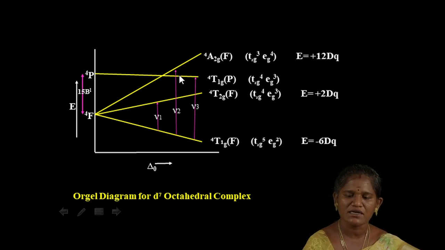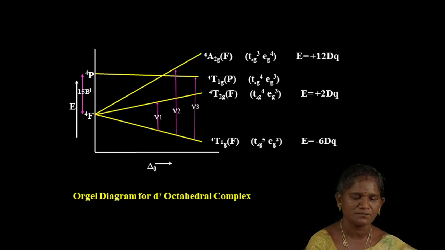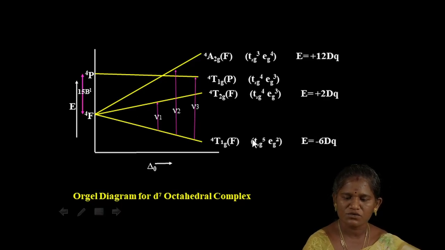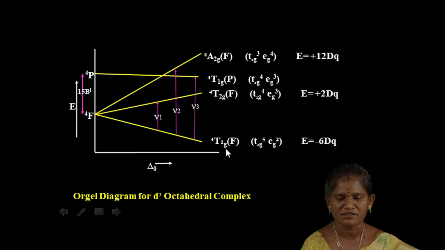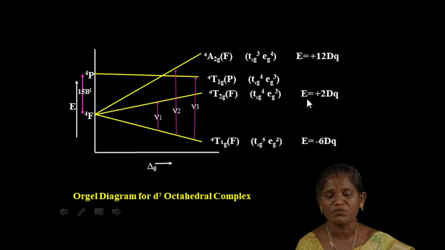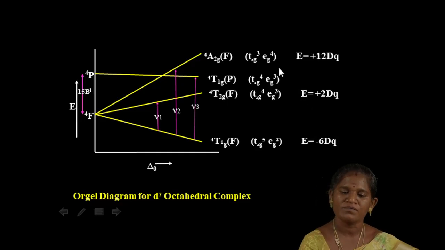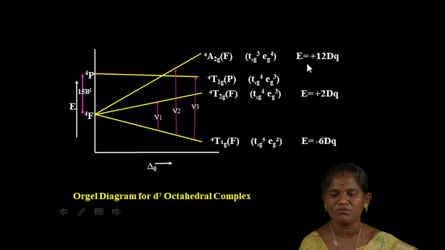Okay, so this is an Orgel diagram for the d7 system. This is the energy of the T1g state: the T1g(F) term is destabilized by the amount of minus 6 Dq, and this T2g(F) is stabilized by the amount of plus 2 Dq, and similarly this A2g(F) is stabilized by the amount of 12 Dq.